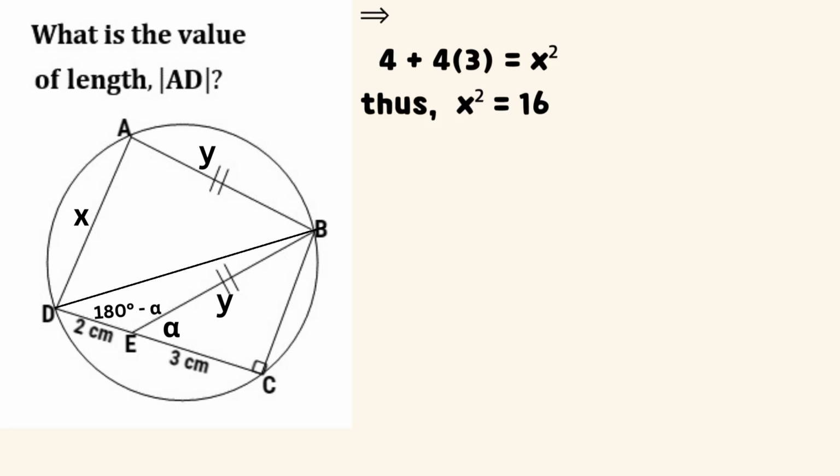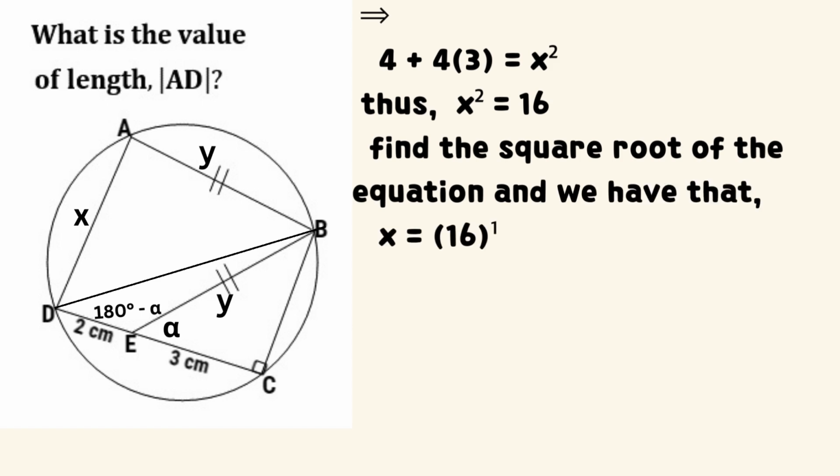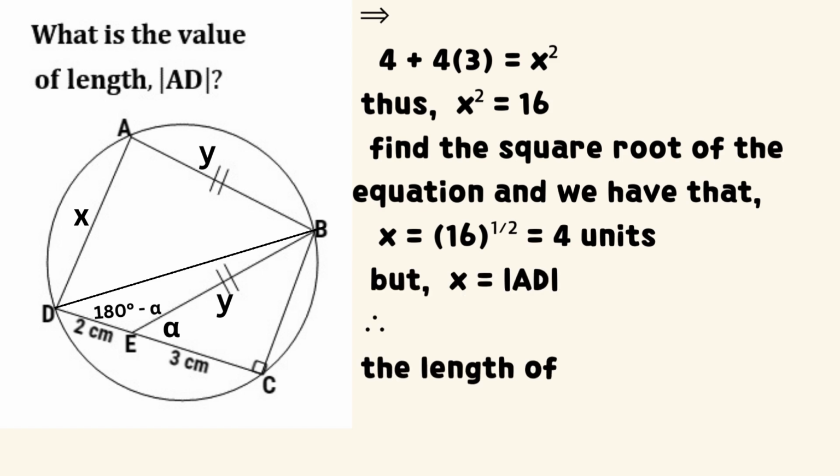It implies that the sum of 4 and the product of 4 and 3 equals the square of x. Thus, the square of x equals 16. Find the square root of the equation and we have that x equals 4 units, but x equals line AD. Therefore, the length of line AD equals 4 units.